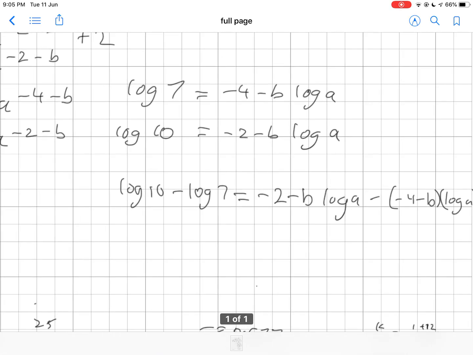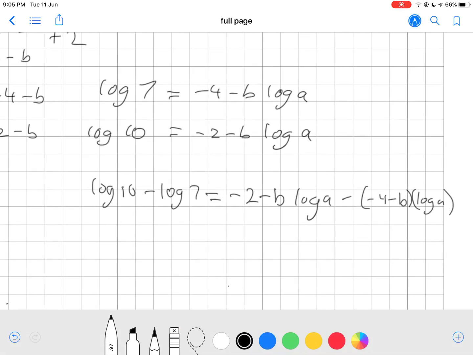So as you can see here, both of these have log a. So basically we can just do negative 2 minus b minus negative 4 minus b, log of a, okay? So it basically just becomes normal algebra. Just imagine right now that log of a is just x, and that will make it easier. So just imagine they're both log a, so that means we can just subtract. So log 10 minus log 7 should give us log of 10 divided by 7.